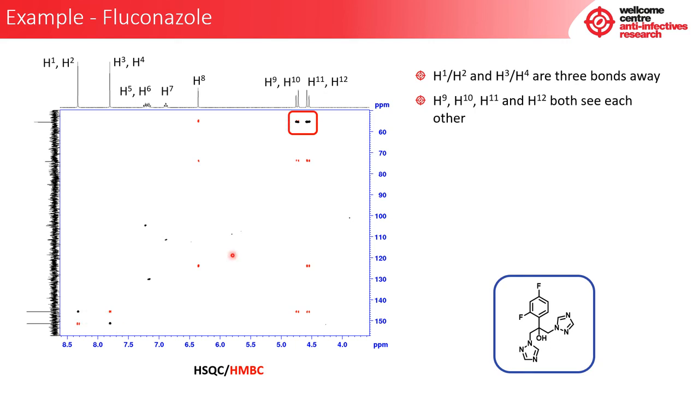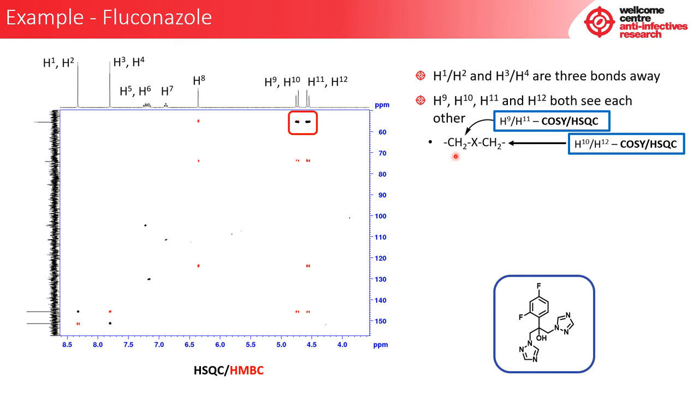Now we're going to look at the peaks 9, 10 and 11 and 12. And we've said here that they can both see each other. So looking here, you can see the black for the HSQC, but underneath, particularly this one, for example, you can actually see a hint of red, indicating that these can both see each other. Now remember, an HMBC can measure typically 3 bonds away. So what does this look like? We said that these look to be CH2s. The COSY and the HSQC confirmed this.